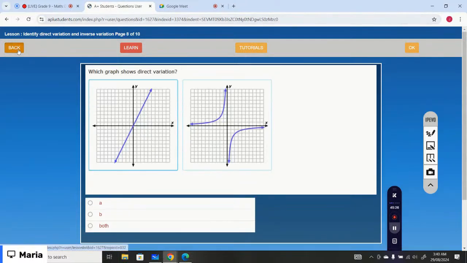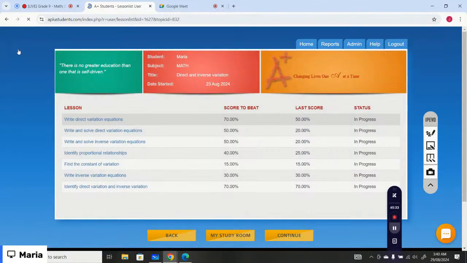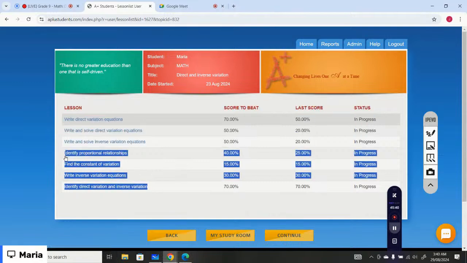So we were working on grade 9 math. The chapter we were working on is direct and inverse variation. The lessons we have covered today are identify proportional relationships, find the constant of variation, write inverse variation equations, and identify direct variation and inverse variation, right? So please make sure before the next session you complete all the practice questions for the lessons we just did. That is your homework until the next session, right?